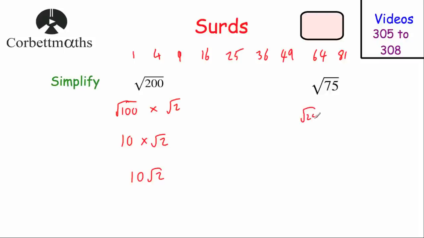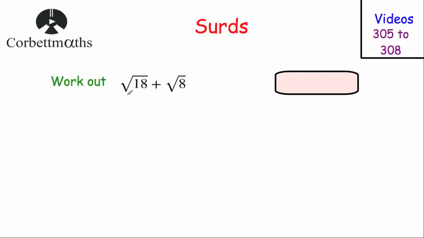The square root of 25 multiplied by the square root of 3, because those two were multiplied together to give us 75. Now we can square root the 25. The square root of 25 is 5, so that'll be 5 times the square root of 3. And then again, we tend not to write that multiply sign, so the answer would be 5 root 3. And if you got your calculator and typed in the square root of 75 and pressed equals, you should get 5 root 3. Okay, let's have a look at our next topic, and that's adding surds.